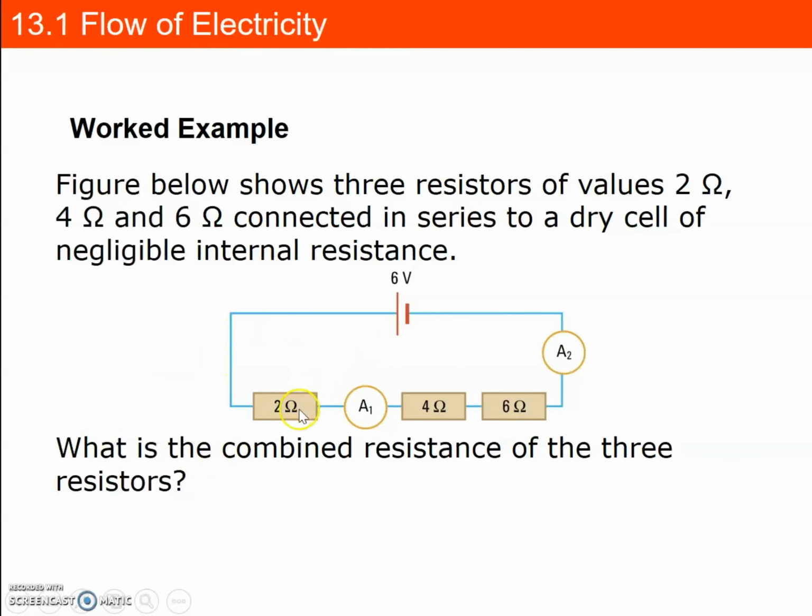Okay, so these three resistors are connected in series. So the combined resistance is just the sum of all three of them. So we just add 2 plus 4 plus 6 and the total will be 12 ohms. Do you get that correct?